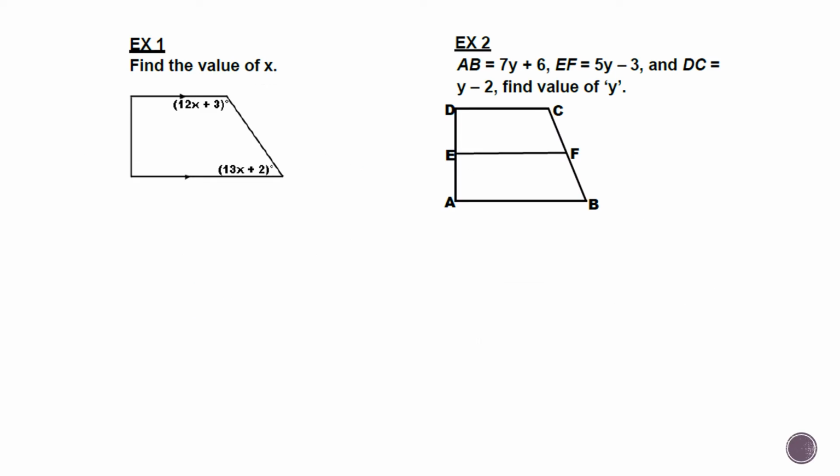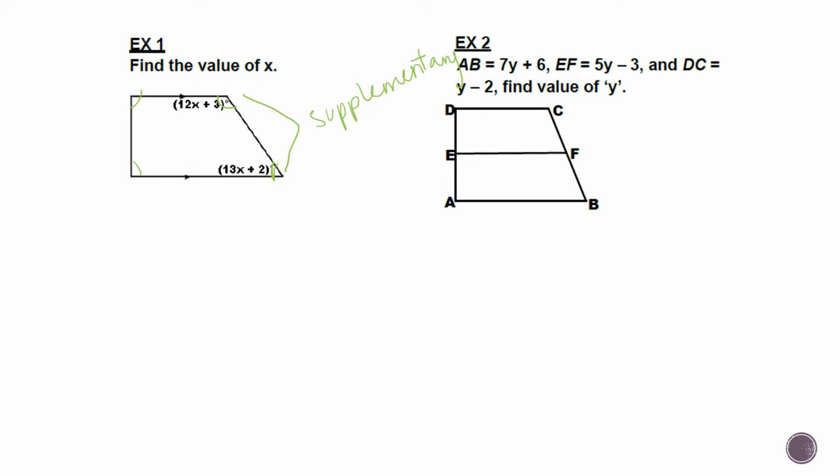In example 1 here, we need to find the value of x. If you notice, we're talking about this angle here and this angle down on the bottom. Since we have a set of parallel lines here, we can say that these two are supplementary. This is not necessarily something that was in our properties, but we could add it in there. When we're talking about the side angles of trapezoids, they're always going to be supplementary.